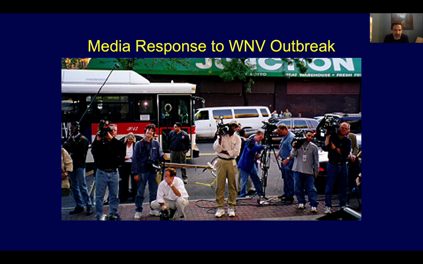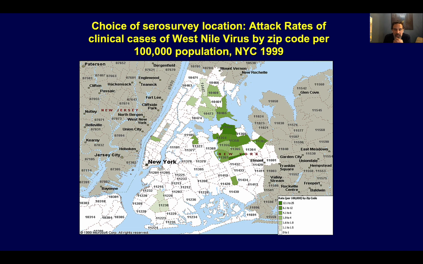But you can get a sense of what it was like at the time for our teams in the field to be going door to door. They were really followed by several journalists and media types trying to just document and describe what was happening. We chose to conduct this survey in Northern Queens because it was the area with the highest attack rate of clinical West Nile infection in the city. We mapped the number of cases according to the population, and you can see where the highest rates were.